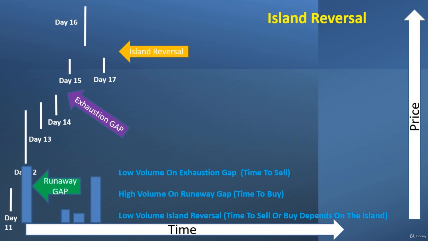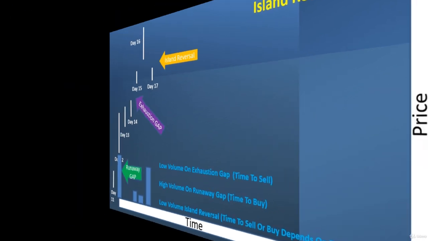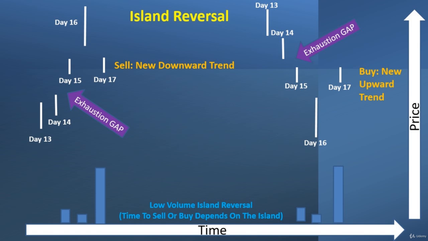You've got these low volume days of exhaustion gaps, and the island forming, and then the reversal going the opposite way is happening where there's a lot of volume and it's going to go the other way. So the time to sell or buy depends on the island, as I mentioned.